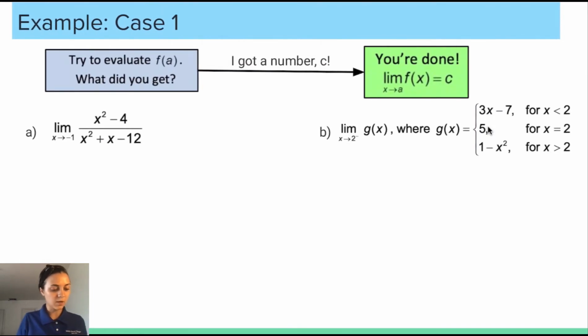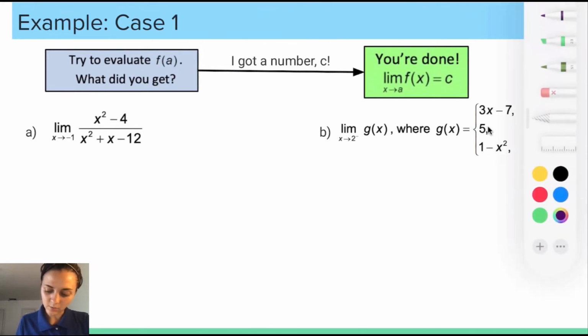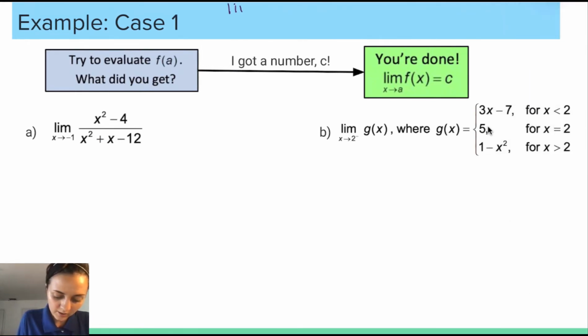Okay, so case 1. And remember, for each of these, we're looking at this as though we're solving the generic limit as x approaches a of f of x. Okay, so this is the limit we're trying to solve. What we're going to try to do for each of these is just try to evaluate f of a, which means we're just plugging in the x value that the limit is approaching, okay? So let's just do that for these limits.